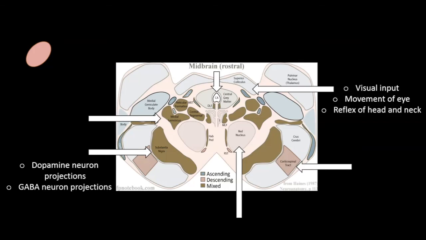You may have heard of the importance of dopamine function because damage to the substantia nigra can lead to loss of dopamine neurons, which causes Parkinson's disease.